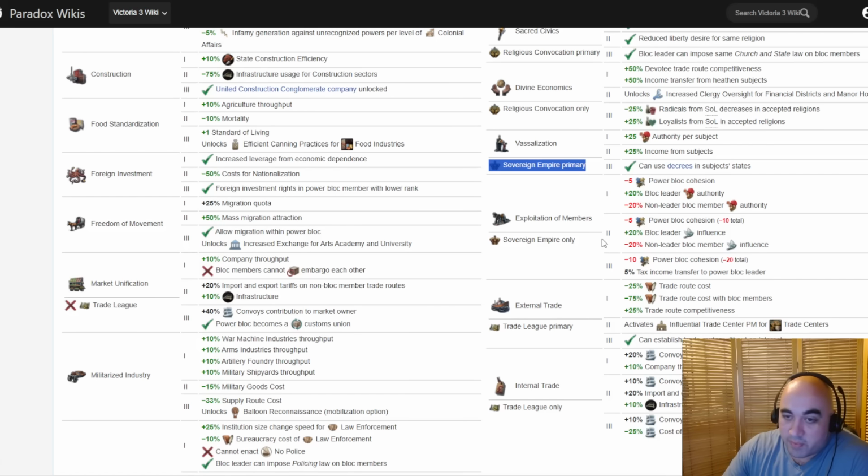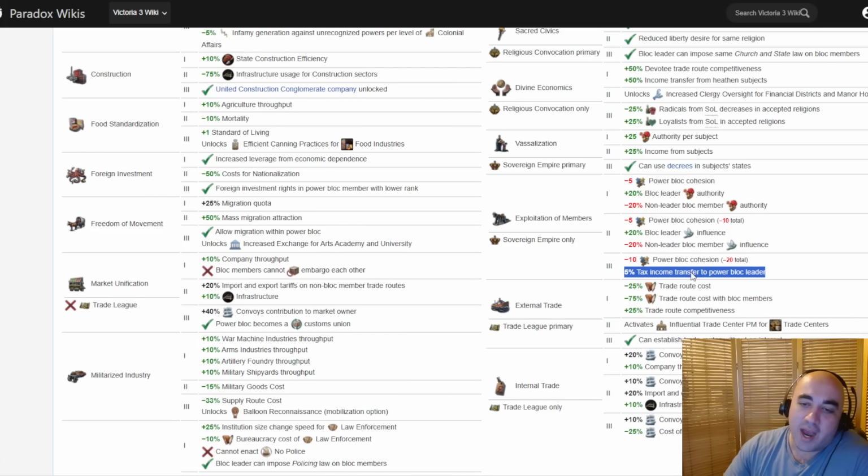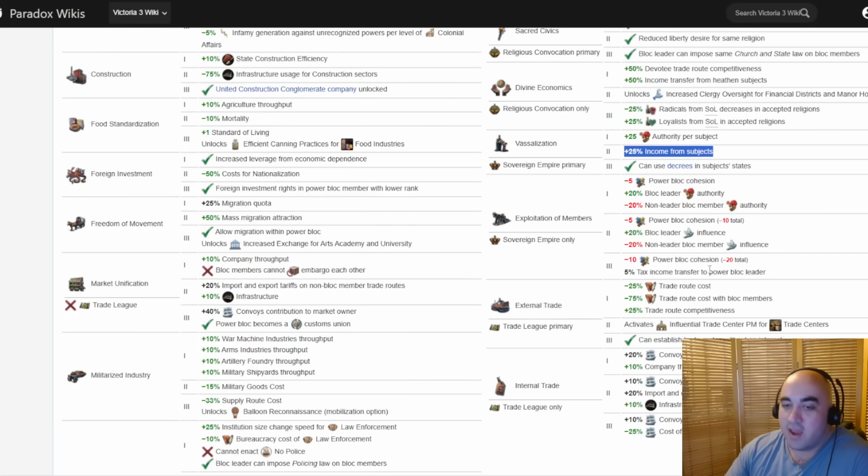So let's finish talking about this, and then you will get an additional -20 and then 5% income transfer to block leader. Now this is interesting in the fact that you could stack this up. You can't stack it with religious convocation, or sorry, divine economics, so you can't get all the income transfer stuff, but you can stack it with plus 25% income from subjects. I think this is a multiplicative modifier, if I'm not mistaken, and this is a more modifier. So if we're on vassalization, this brings vassalization from 30 to 35%, and this modifies that 35%. So you can get over 50% tax income transfer, which will make it so they're kind of poor, and you get a little bit of money.